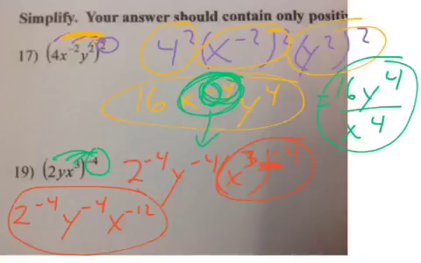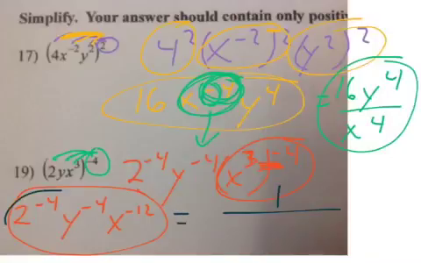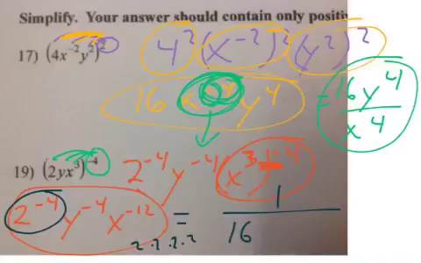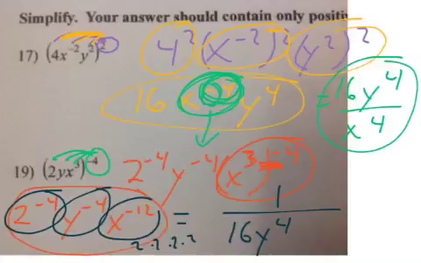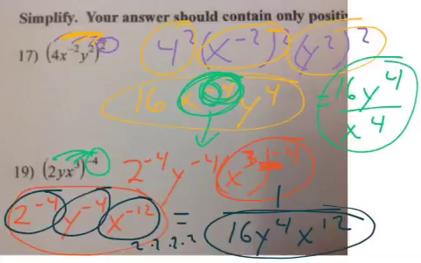Now here's my answer, guys. Now notice all of them have a negative power. So what does a negative power mean again? I'm going to do the reciprocal, right? So here's my final answer: 1 over, now 2 to the 4 is 16. 2 times 2 times 2 times 2 is 16. y to the 4, of course, is just y to the 4. And x to the 12 is x to the 12. And I put the whole thing in the denominator because of the negative powers.